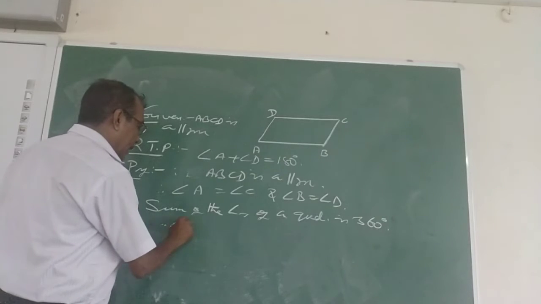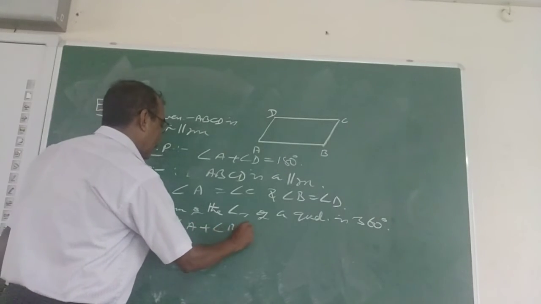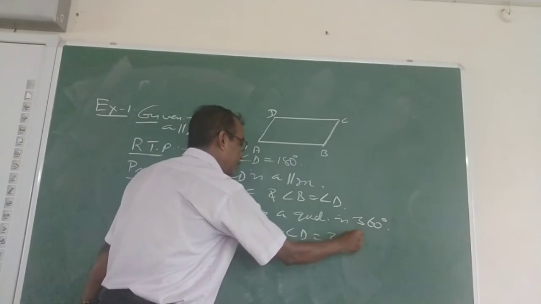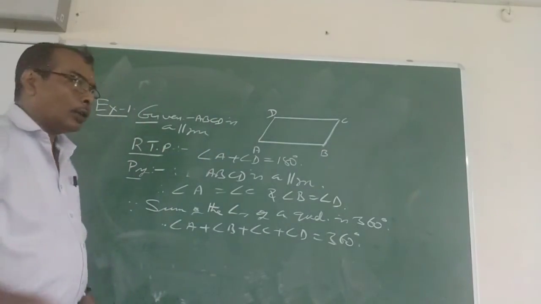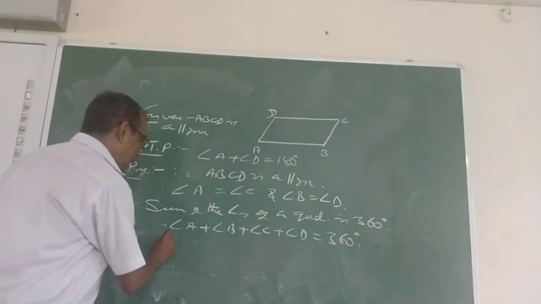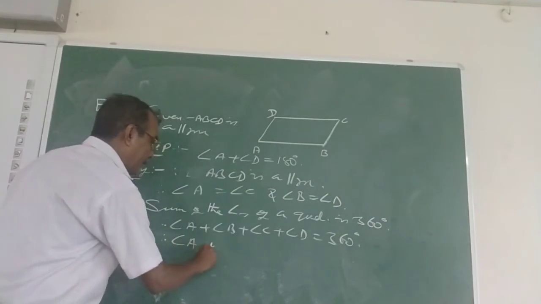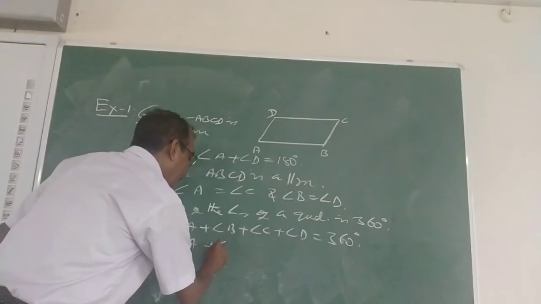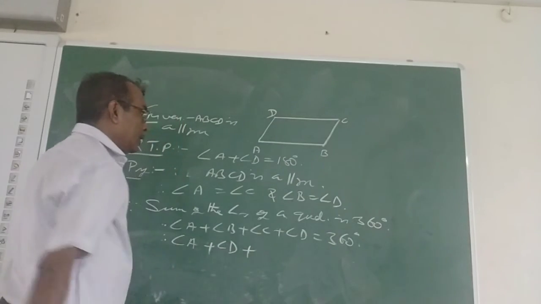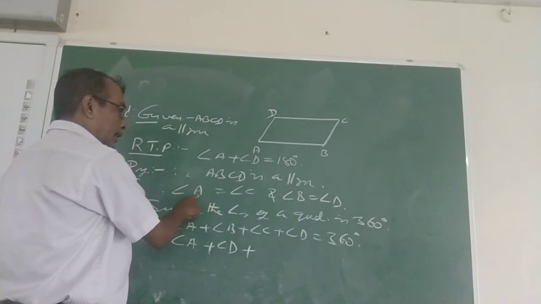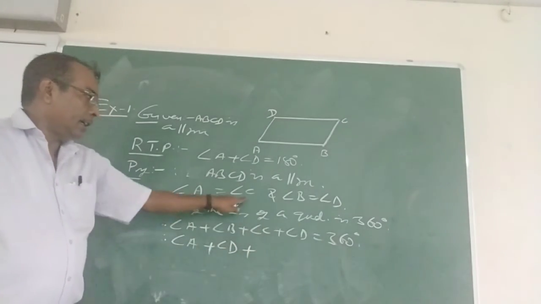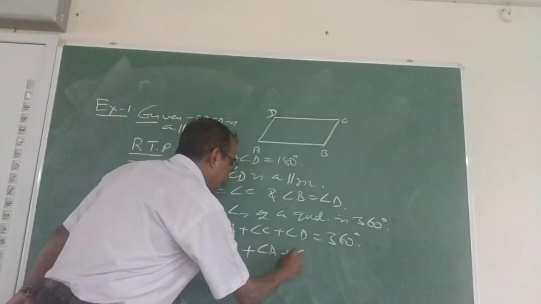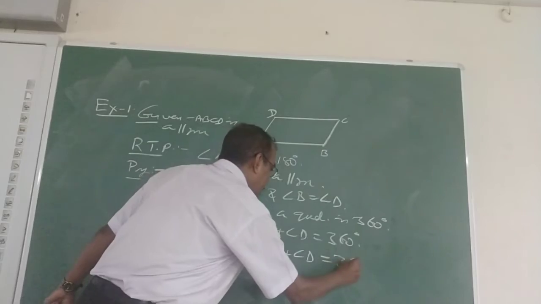Therefore, you can say that angle A plus angle B plus angle C plus angle D is equal to how much? It is 360, isn't it? Now, one by one, a few things I have to write. Angle A plus angle B is equal to angle D plus angle C. Replace angle B by angle D, and in place of angle C write the value of angle A. This is from the properties of a parallelogram. And it is equal to 360.